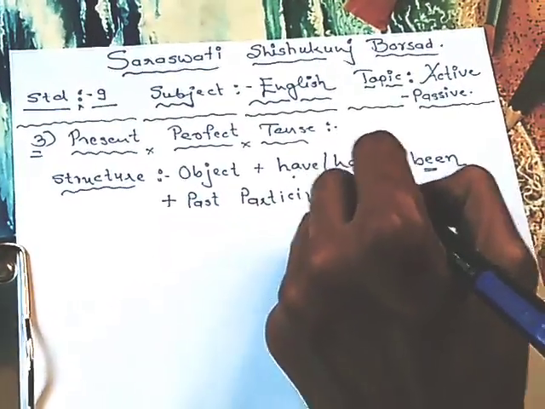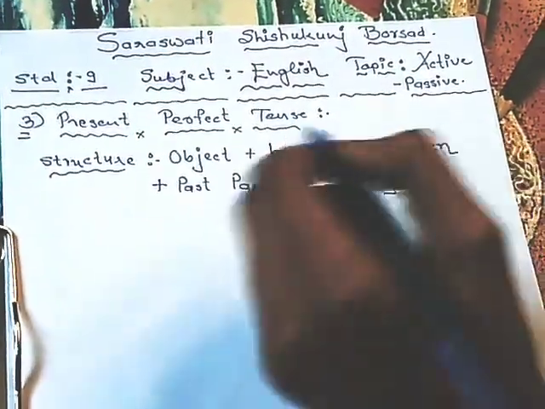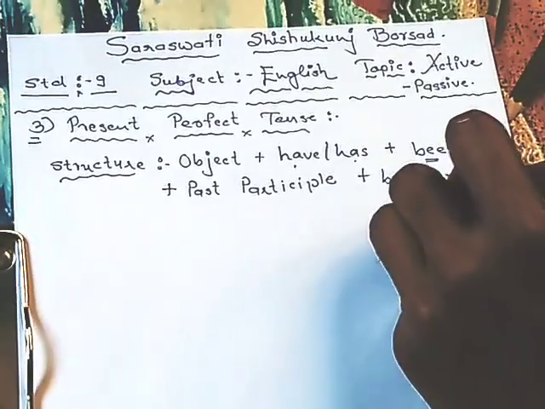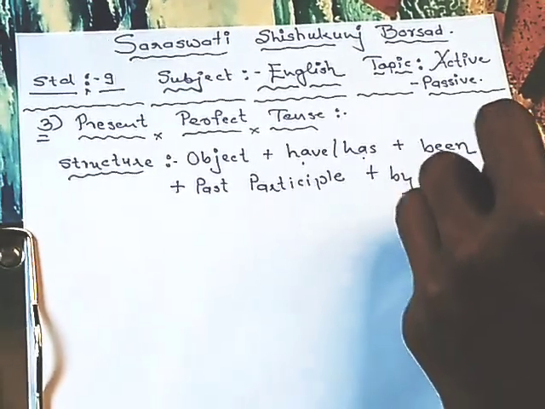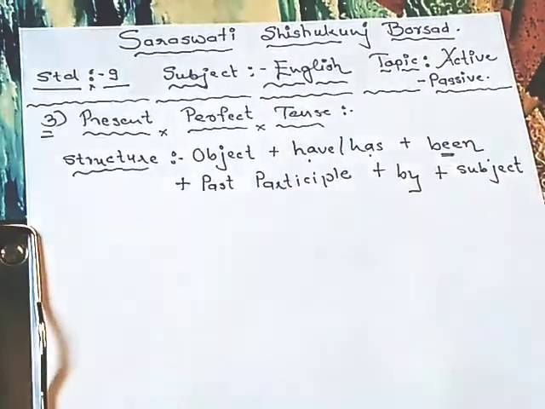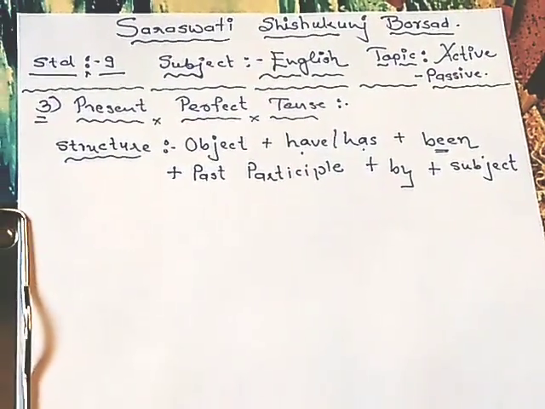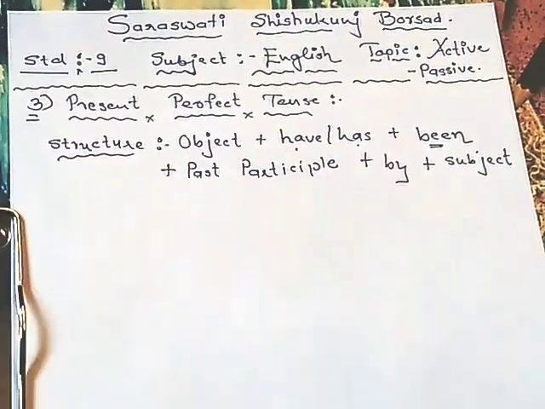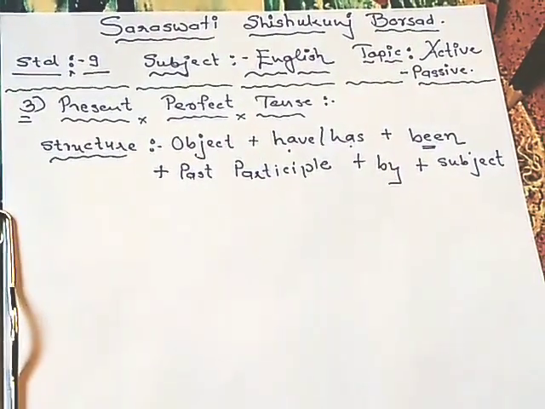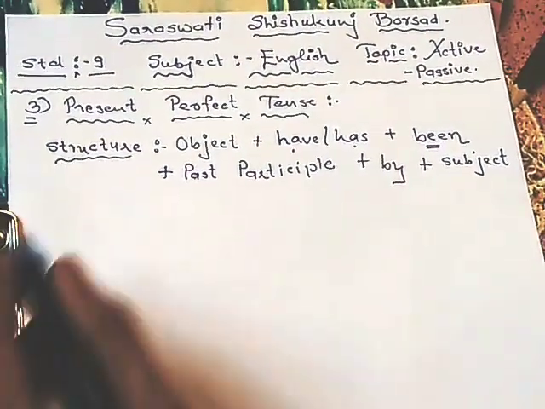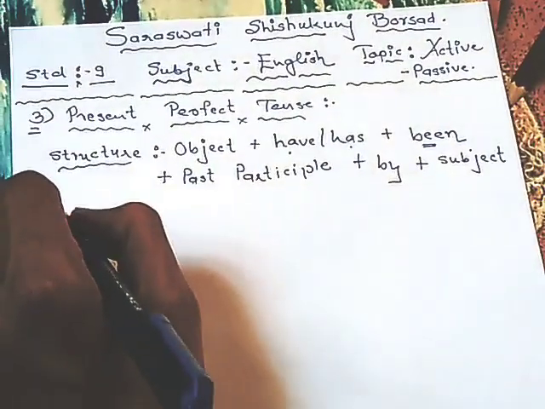Then by, and at last we put the given subject. Whatever subject, I, you, he, she, it, whatever is given to you, we have to put that. So this is the structure for making passive voice. Now let us come to the examples.